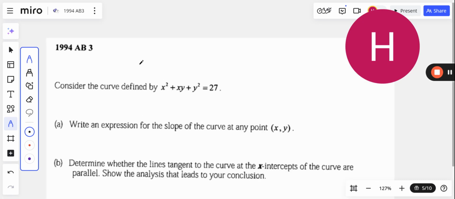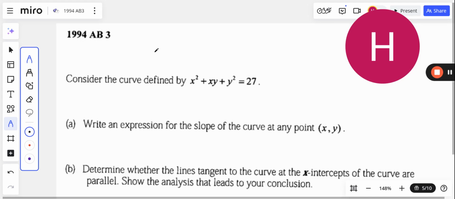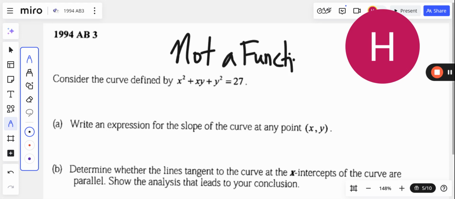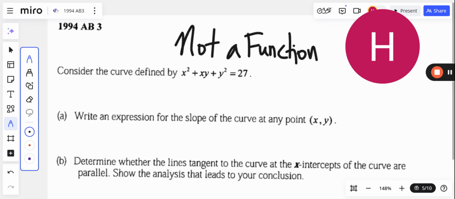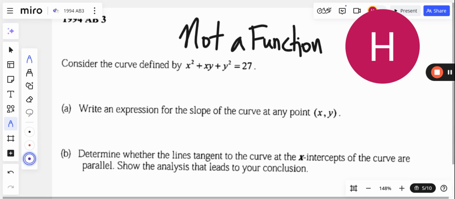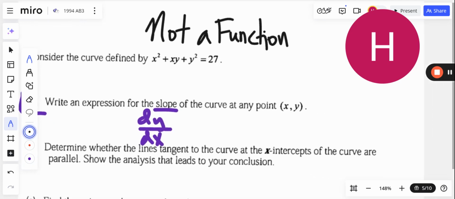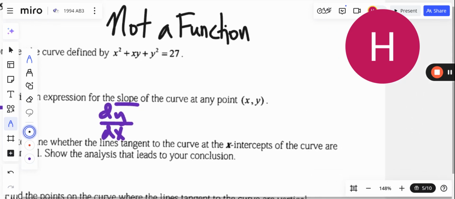And here we have a curve that is defined by a relation. This is not a function. So, if we do any derivative stuff here, which we will, we're going to have to do implicit differentiation. And we're going to get cracking with this, starting with part A, write an expression for the slope, which is dy dx, of the curve. Now, like I said, this is going to require us to do implicit differentiation, so this should be a very easy step.